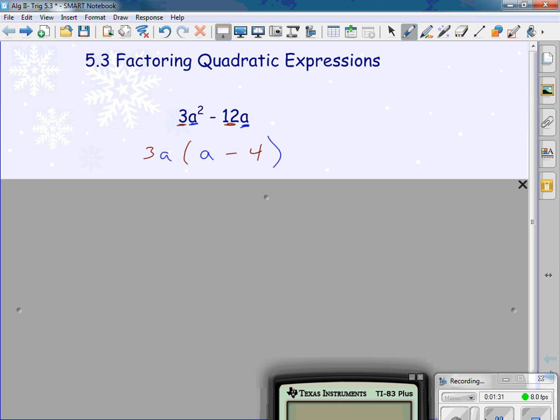Just to show you, I can multiply through, distribute. What's 3a times a? 3a squared. What's 3a times negative 4? Negative 12a. It got me back to the original.